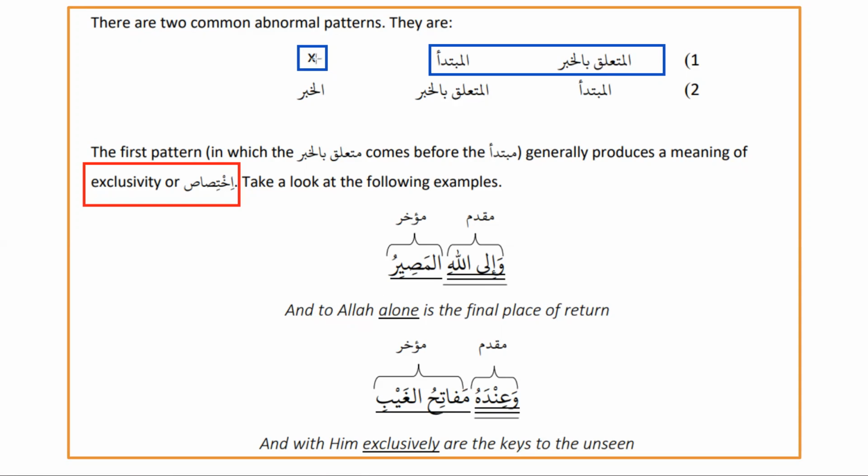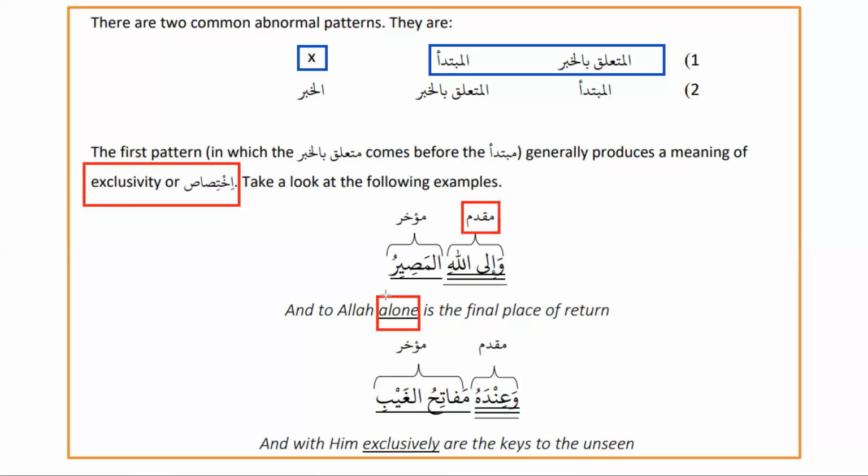Where does this word alone come from? There's no Arabic word for alone here in the ayat. But because of the sentence structure in which the mutaliq bil khabar, ila is harf jar, Allahi ismi jalala ism majroor. So this is mutaliq bil khabar, and it is brought forward. So it is muqaddam. And we are going to say this is mutaliq bil khabar muqaddam mahzoof.